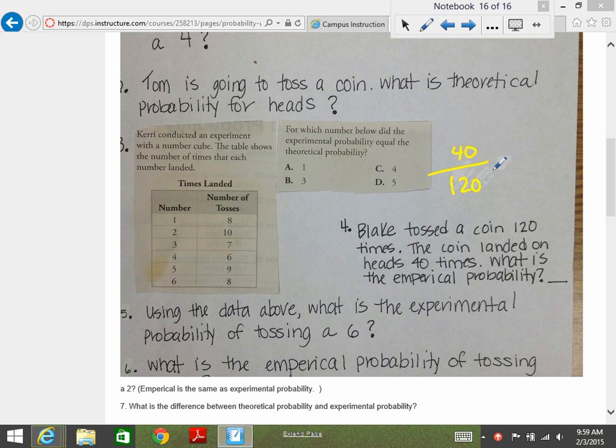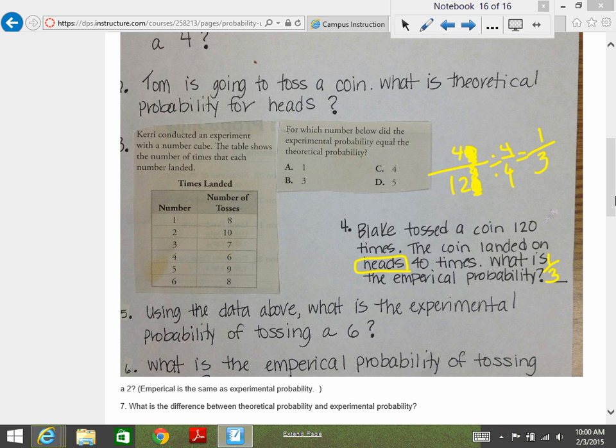Can I reduce that? Now, do y'all know the trick for reducing if you've got zeros on top and bottom? You can cancel out a 0 and a 0. Now that brings it down to 4/12. Can I reduce 4/12 by what? 2? I'm going to use 4, it's quicker. 4 divided by 4 is 1, and 12 divided by 4 is 3. So 1/3. 1 out of every 3 tosses, he will get heads on the coin. That's what that 1/3 means. 1 out of every 3.